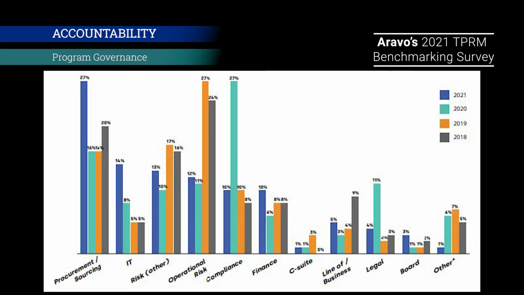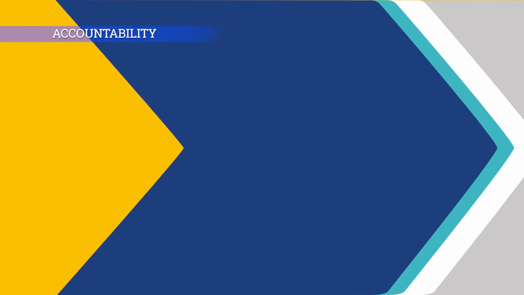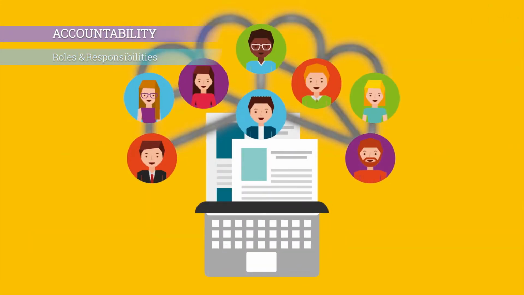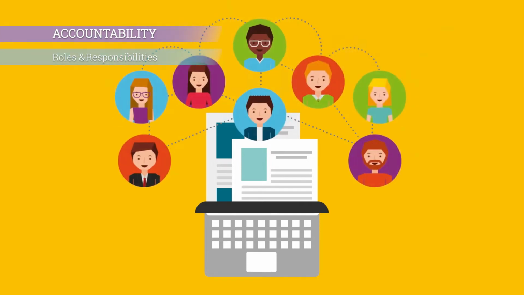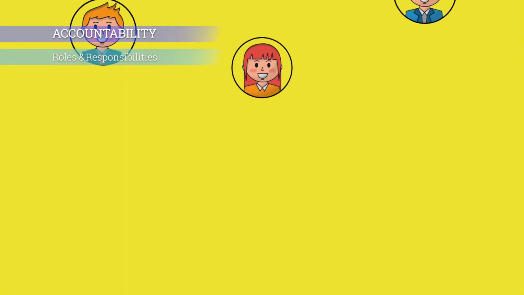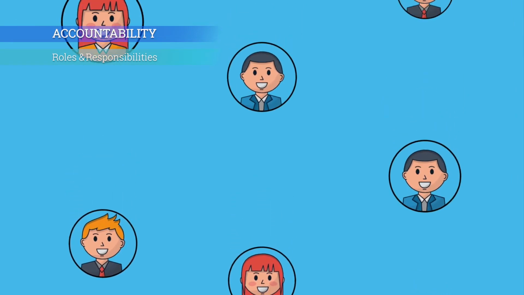According to Aravo's 2021 TPRM benchmarking survey, the majority of third-party risk management programs are within the procurement and sourcing functions, followed closely by the IT function. Our next activity under accountability is to define roles and responsibilities. It is important to clearly define all of the different roles each person, team, and/or department will play. Chances are your entire organization will be impacted by your TPRM program, as third-party products and services are used by many.